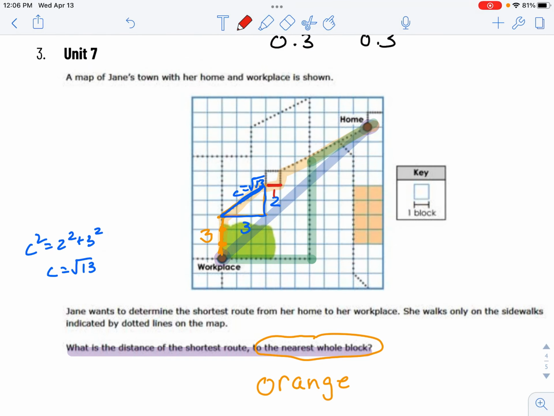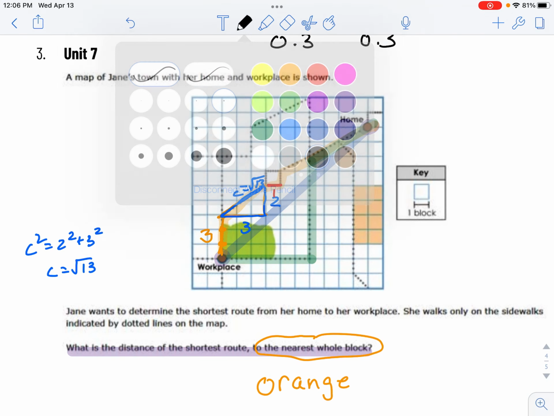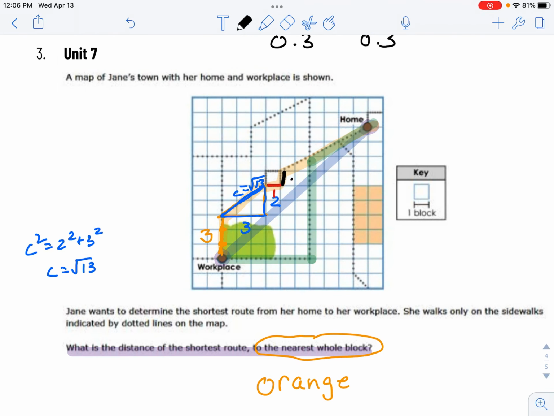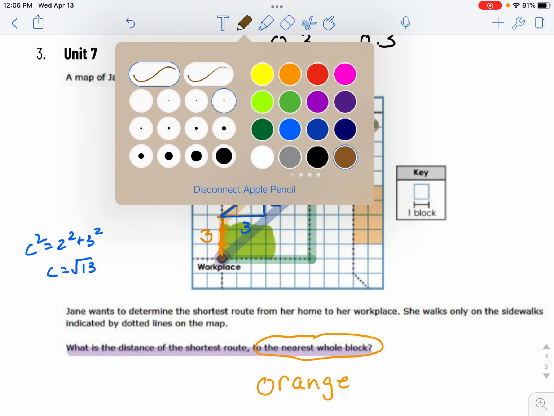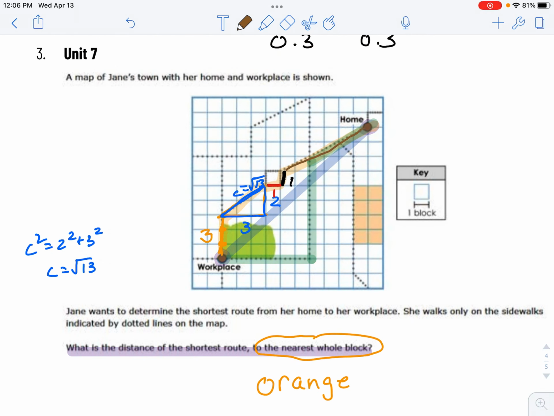Then we know that this distance is 1, and this distance is 1. And then this last part right here, the home stretch, is another Pythagorean theorem one, where we have 3 and 1, 2, 3, 4, 5, 6, so 6. We'll call the hypotenuse C. C squared equals 3 squared plus 6 squared, so C is going to equal the square root of 45.